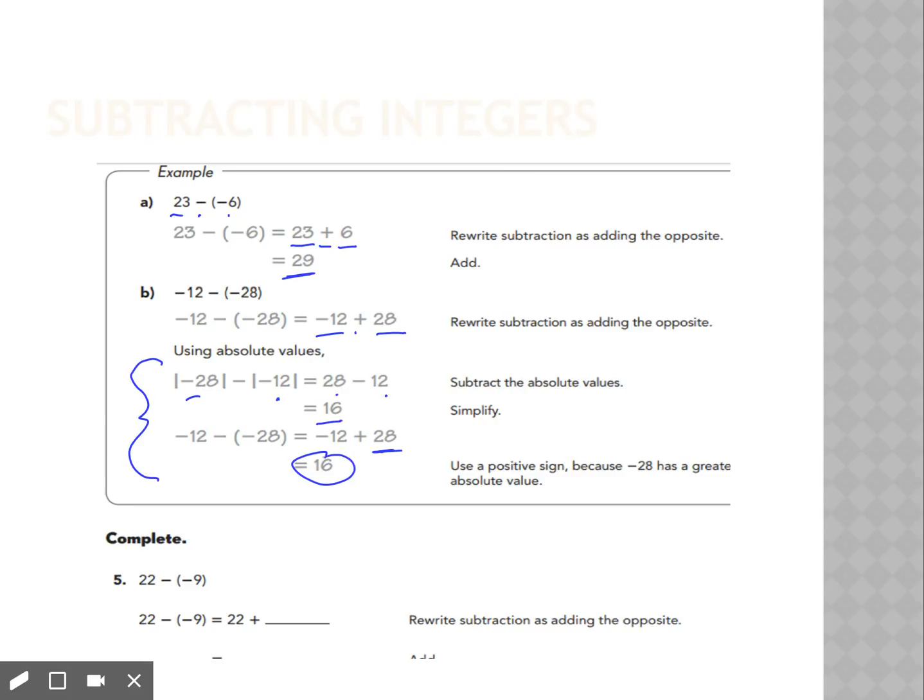Let's try this one right here, number 5. 22 minus a negative 9. Well, I'm going to keep my first digit of 22, change it to addition, and change negative 9 to its opposite, which is a positive 9. And simple enough, we have two positive numbers you're just going to add together, so that equals 31.